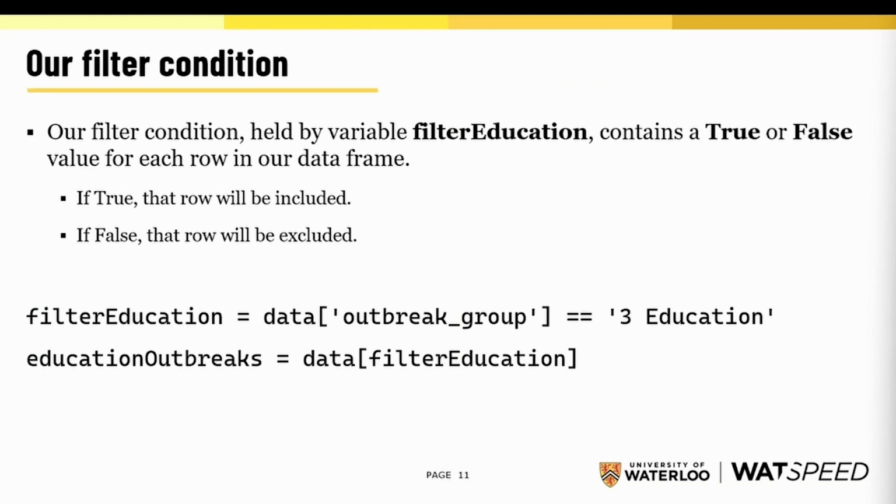So our filter condition, which is held by the variable filter education, contains a true or false value for every row in our data frame. If the value is true, when we filter our data frame, the row will be included. If the value is false, when we filter our data frame, the row will be excluded.